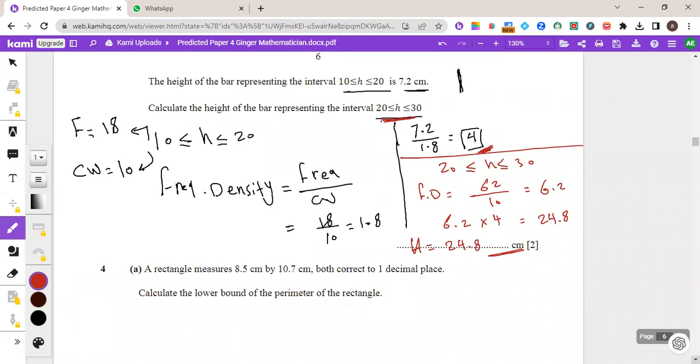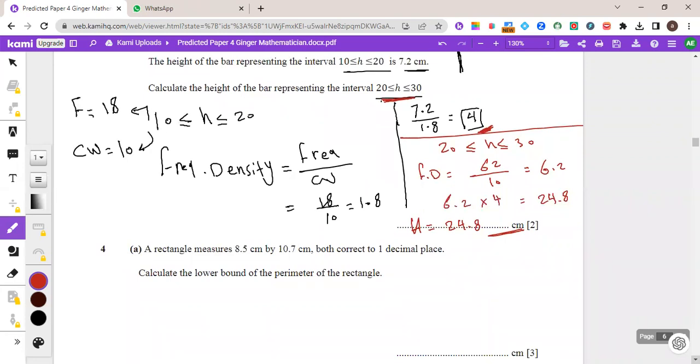A rectangle measures 8.5 centimeters by 10.7 centimeters. Both correct to one decimal place. Calculate the lower bound of the perimeter of the rectangle. طيب هو اصلا البريمتر عباره عن ايه؟ The sum of all the sides. سايد sum بتاع كل سايد.